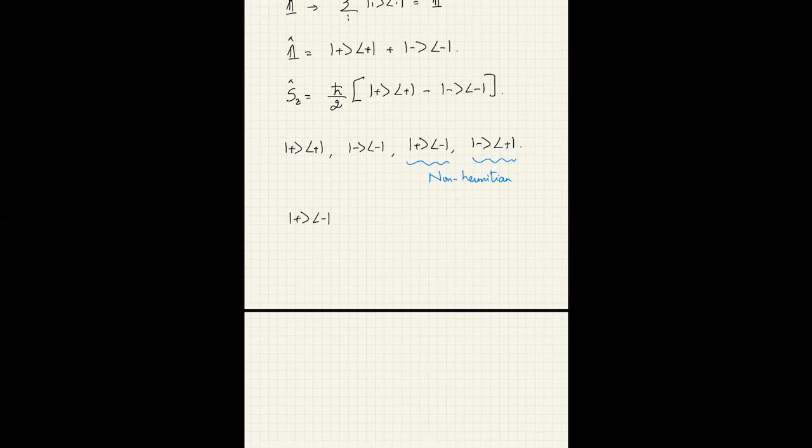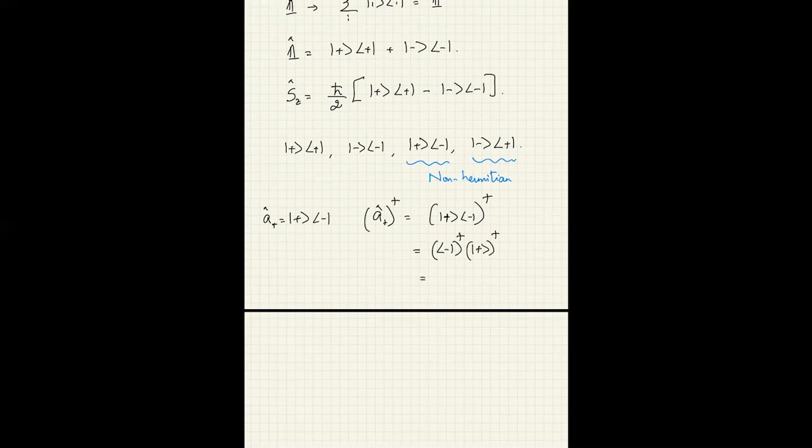So this |+><-|, how do I understand that this is not Hermitian? Well, let us give this some name. I'll call this A plus operator. Now, what is A plus dagger? A plus dagger is (|+><-|) dagger. Which means I should first switch the order and take the dagger. So this is the dagger of the bra minus, then the dagger of the ket plus.